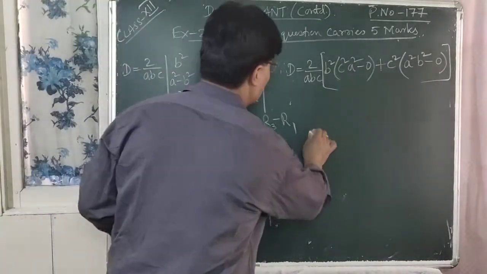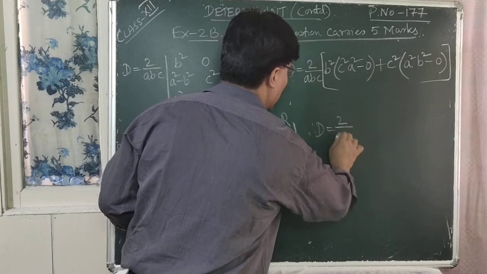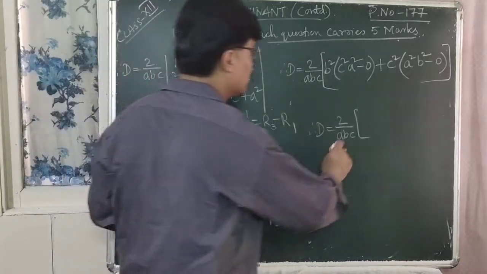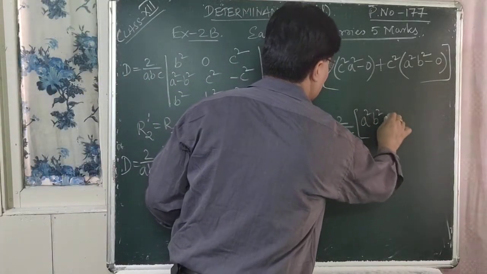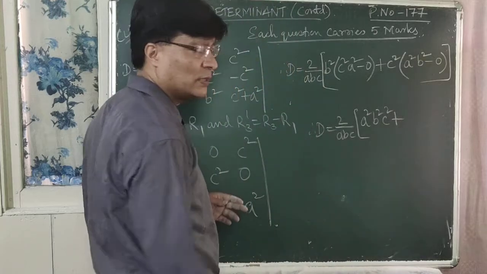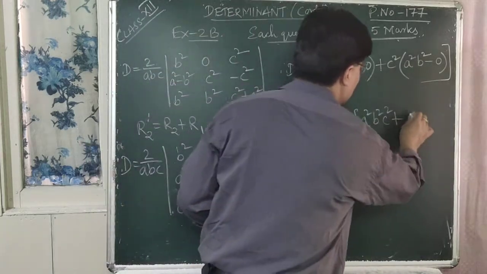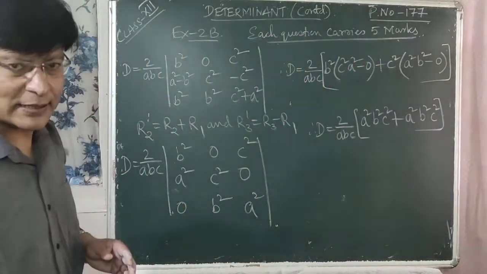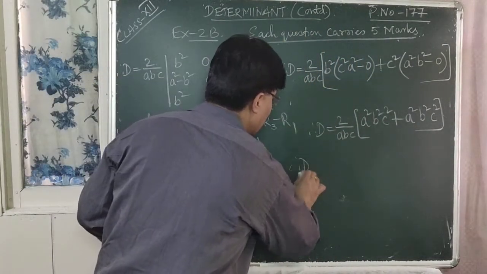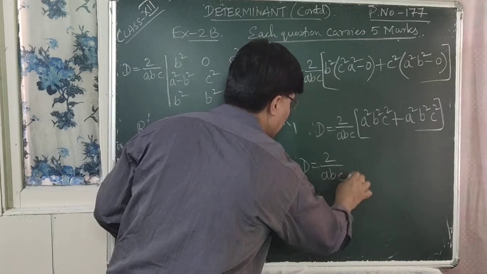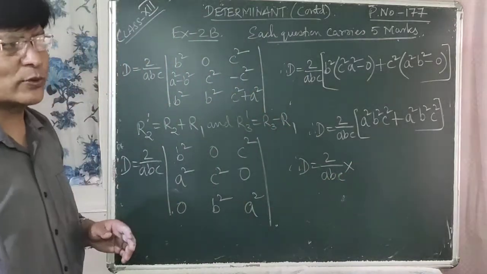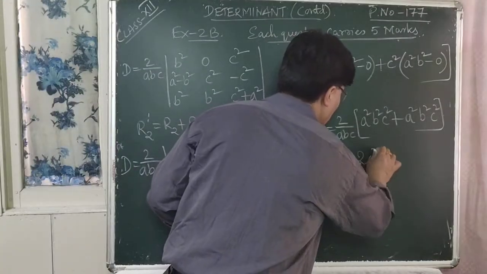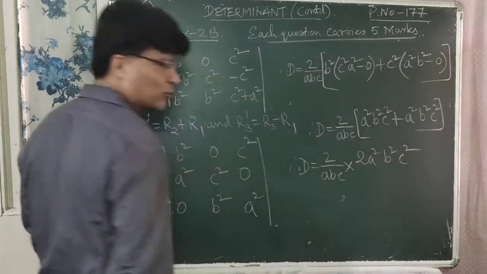Okay. So therefore D is equal to 2 upon ABC. Now write down within bracket, multiply them. B square into C square, A square, B square, C square, plus again C square into A square, B square, that is A square, B square, C square. Is that clear? So therefore D is equal to 2 upon ABC into, what is A square, B square, C square, plus A square, B square, C square, that is twice 2A square, B square, C square, right?